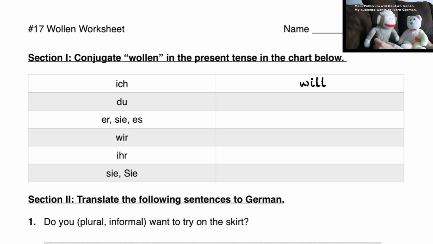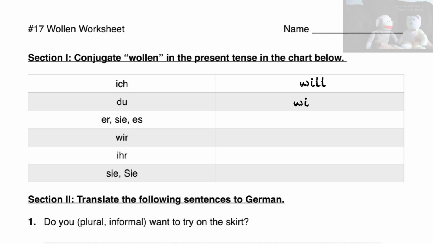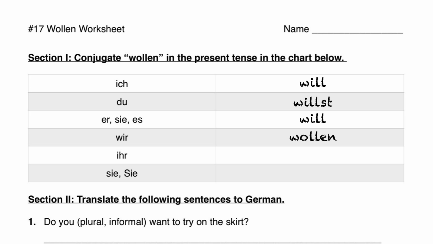So, the du form, just add an ST to it. Ich will, du willst. The er/sie/es form is always the same as the ich form: er/sie/es will, wir wollen, ihr wollt, Sie wollen. There's your conjugation forms for the modal auxiliary wollen, and of course if you don't know what it means at this point, it means I want, you want, he wants, and so on in English.